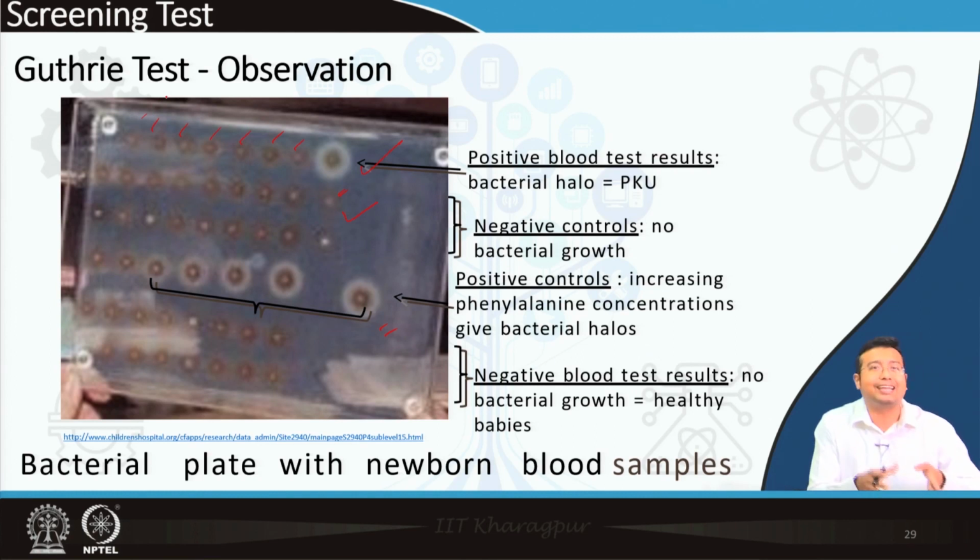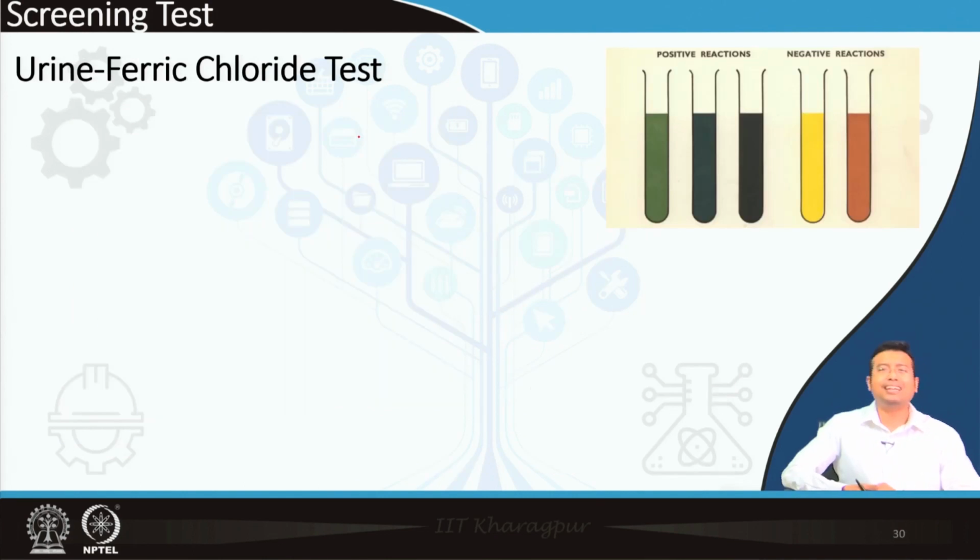So, in this case all of them have shown negative growth, but this one has shown positive growth, and we can surely say that the phenylalanine level is very high and the case is strongly suspected to be phenylketonuria, alright. Next, there is another inexpensive test, that is the ferric chloride test.